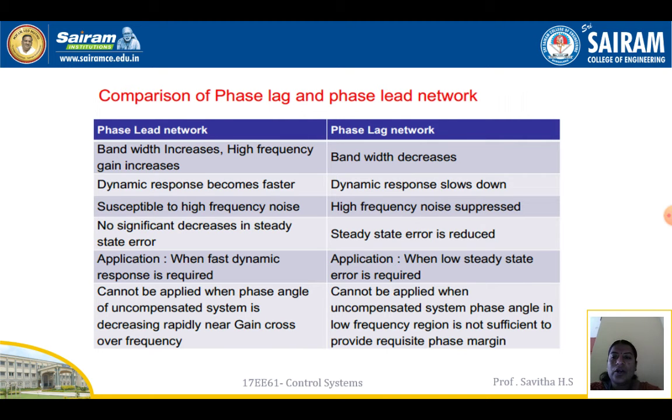In phase lead, there is no significant decrease in the steady state error. In phase lag steady state error is reduced. Application: phase lead is used when fast dynamic response is required, and phase lag when low steady state error is required. Phase lag cannot be applied when the phase angle of the uncompensated system is decreasing rapidly near gain crossover frequency. It also cannot be applied when the uncompensated system phase angle in the low frequency region is not sufficient to provide the requisite phase margin.